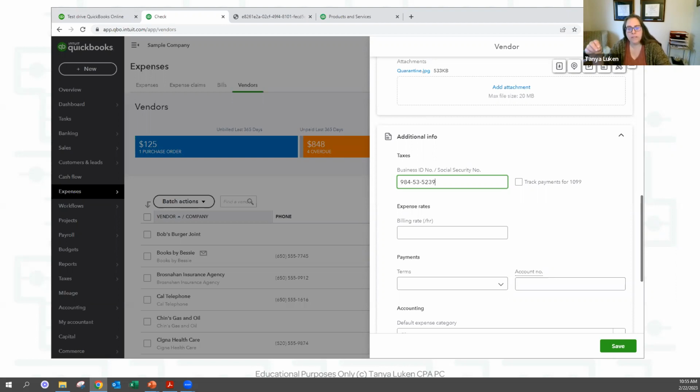The only way to know if someone is a corporation is if they provide you with a W-9 that says that they're a corporation.